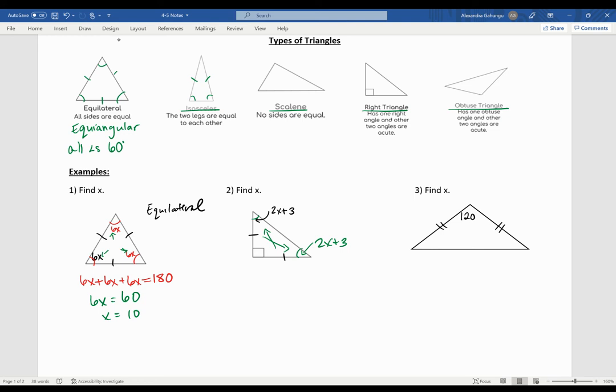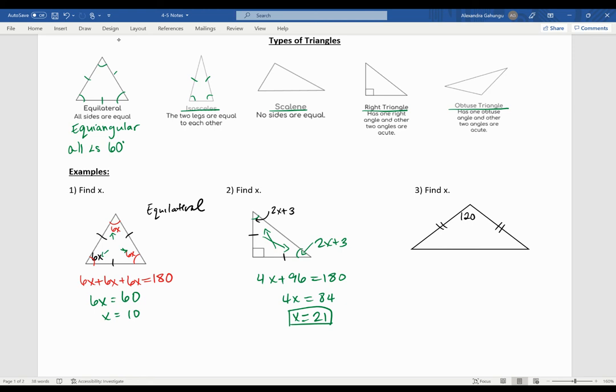So if I add 2x plus 3 plus 2x plus 3 plus 90, I get 4x plus 96 is equal to 180. I just kind of put it all together. We'll get 4x is equal to 84, and x is equal to 21.